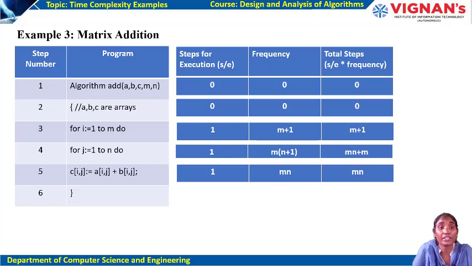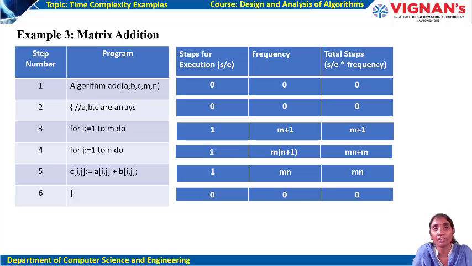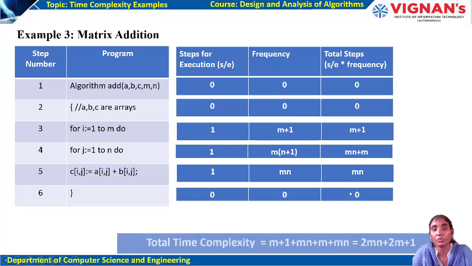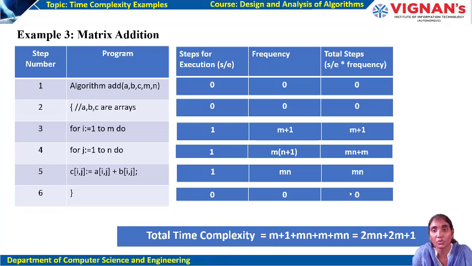Now, C of ij is equal to A of ij plus B of ij. Once the outer for loop is correct, inner for loop is correct, then only we will enter into statement 5. So, which will be executed for how many times? mn times. So, mn into 1. Total step is mn. And finally, the closed brace will not take any consideration, 0. And finally, the total number of steps is m plus 1 plus mn plus m plus mn. Together, mn's 2 times, 2mn plus 2m plus 1. So the total number of steps is 2mn plus 2m plus 1. This is the total time complexity.